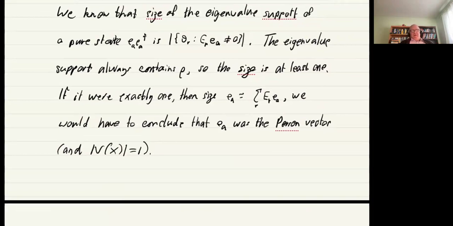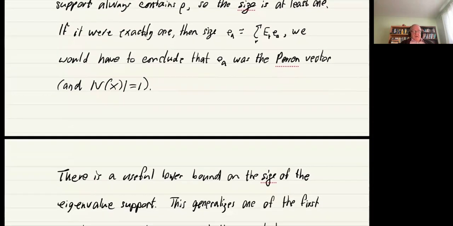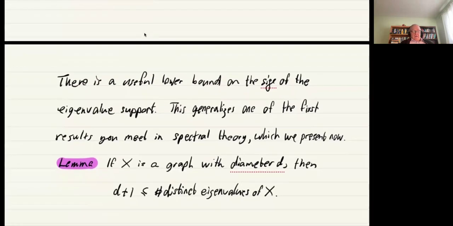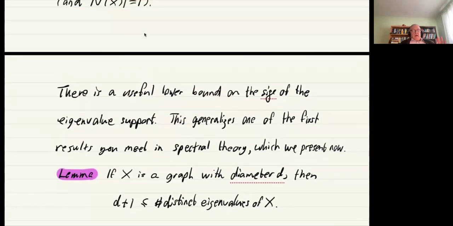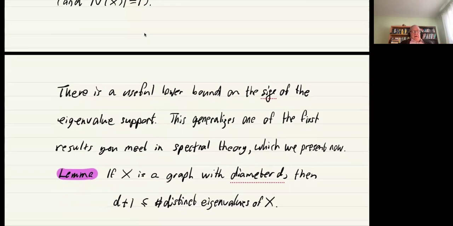So we can assume in general that the eigenvalue support contains at least two vectors, or two eigenvalues, one of which will be the spectral radius. Okay. Now we can use the number theory to get more information. What I'm going to prove next, I'm not going to do it today. I could. That's all right. So I can get a lower bound on the size of the eigenvalue support.